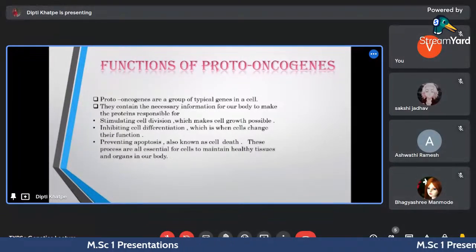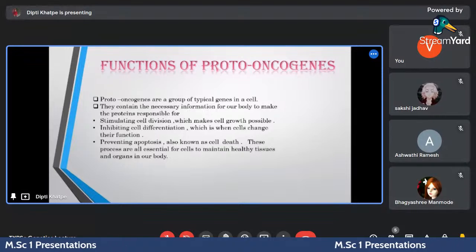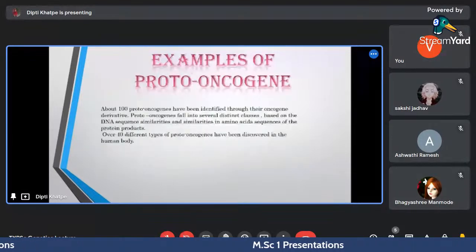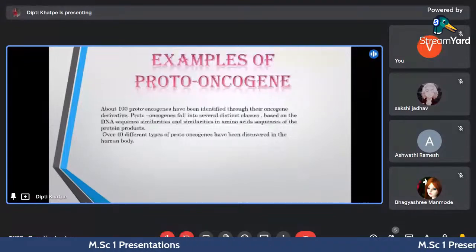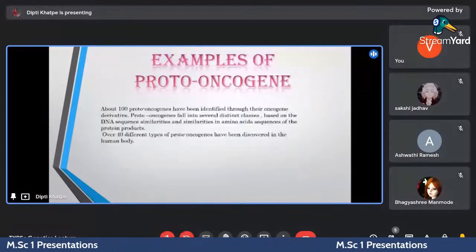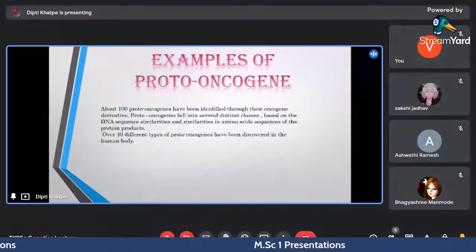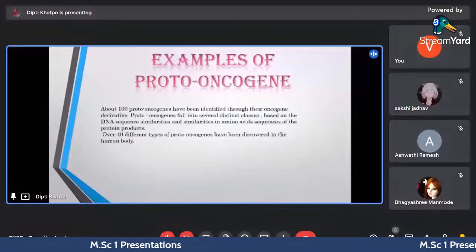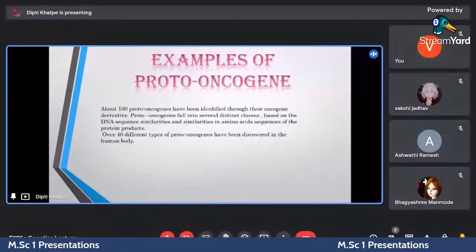Let's see examples of proto-oncogenes. About 100 proto-oncogenes have been identified. They fall into several distinct classes based on the DNA sequence similarities and the similarities in amino acid sequences of the protein product. Over 40 different types of proto-oncogenes have been discovered in our body.